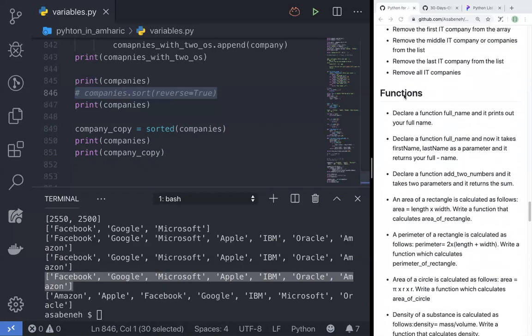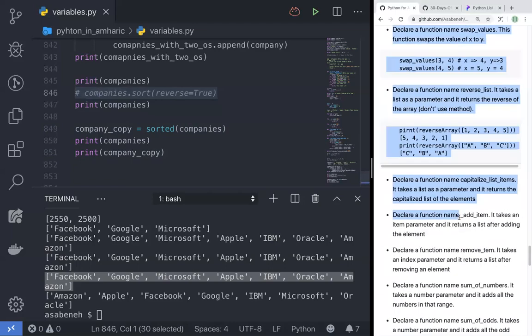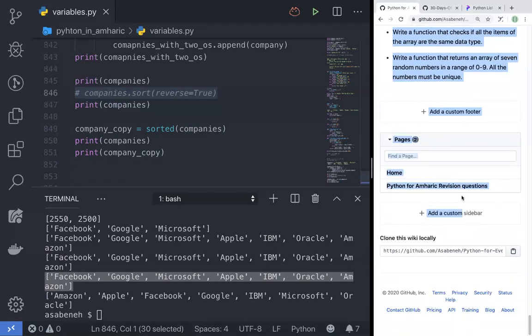Now let's get to a very important part: functions. There are quite a lot of functions here.